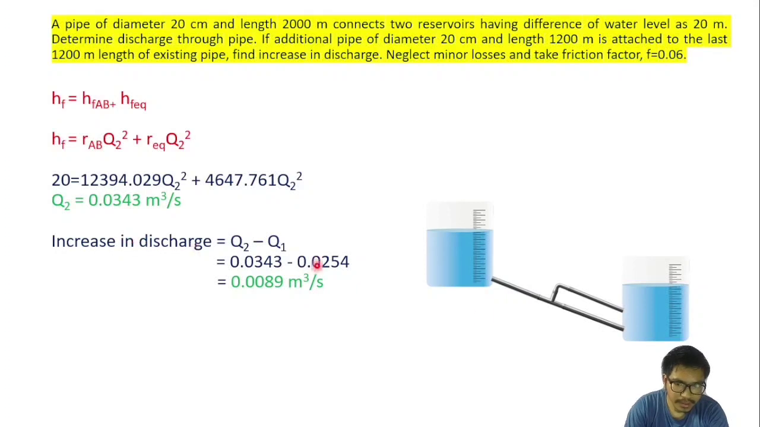Increase in discharge: by connecting this pipe, we got the value of Q2 higher than Q1. So increase in discharge is Q2 minus Q1. Q2 is 0.0343 and Q1 we have already calculated when there is only a single pipe, that's 0.0254. So increase in discharge is 0.0089 meter cube per second.